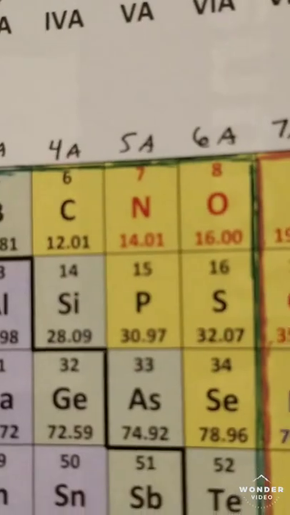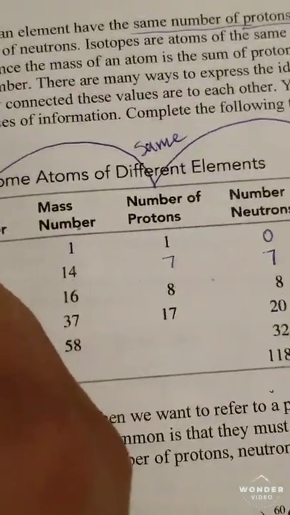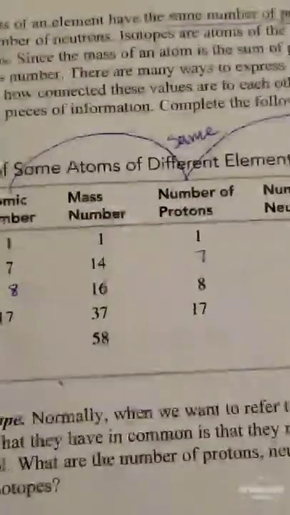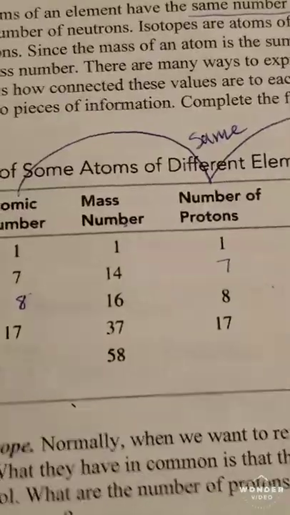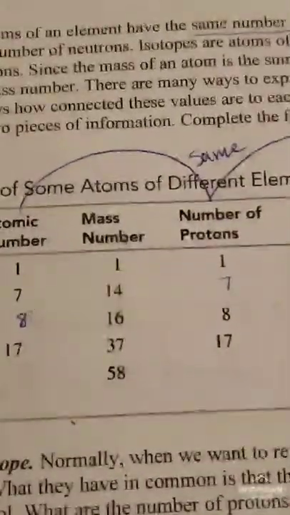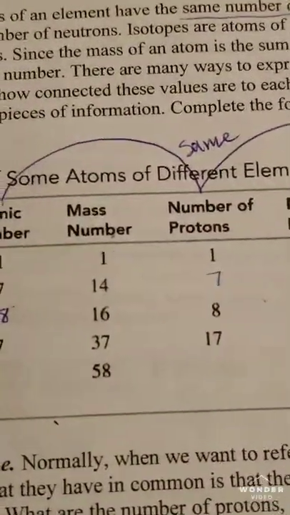So, let's try it. Number 8. What's number 8? Oxygen. So, O and oxygen. Pretty simple, right? Already solved one for you. Chlorine kind of gives you a hint of how to do it.